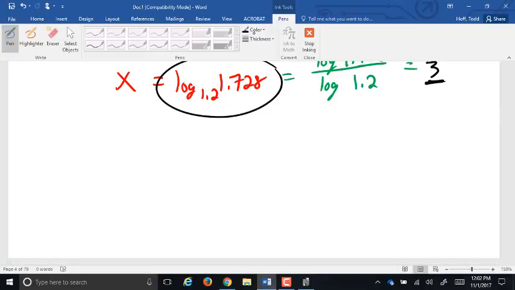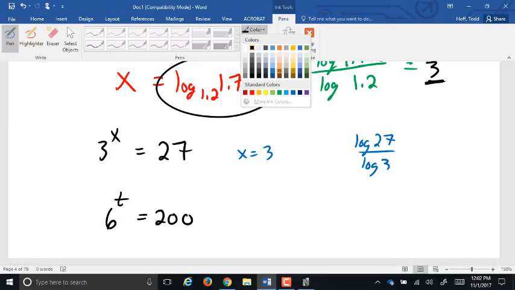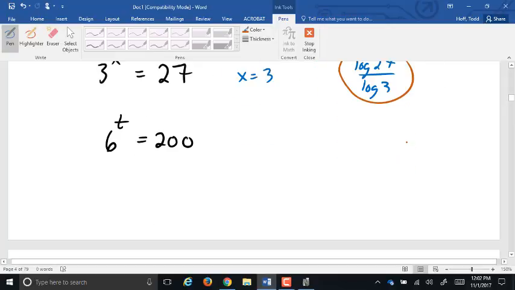So let's take a look at these. The first one, 3 to the power of x equals 27. What did you get there? 3, perfect. X equals 3. That would just be log of 27 divided by log of 3 should give you 3. For the second one, 6 to the power of t equals 200. So let's start out, what formula did you use? What logs did you use to solve that?